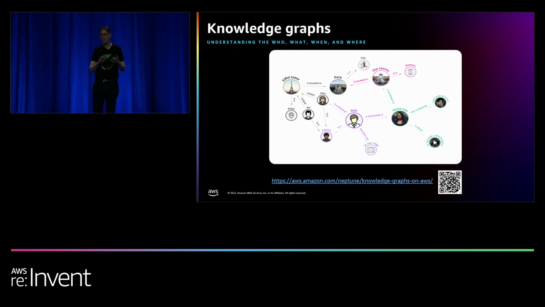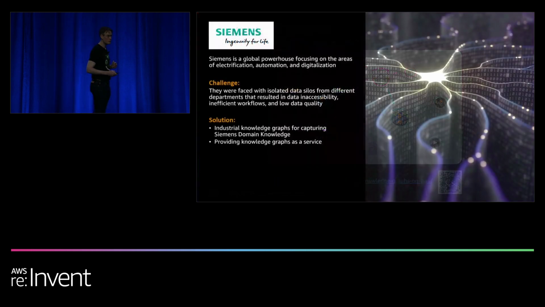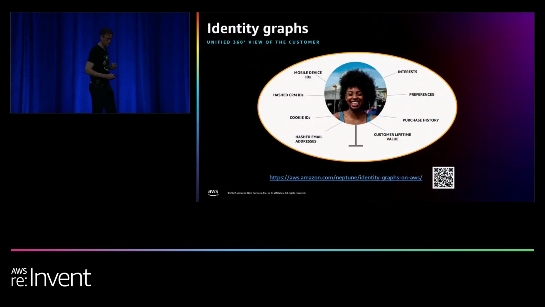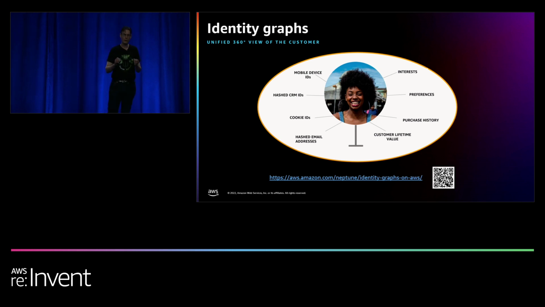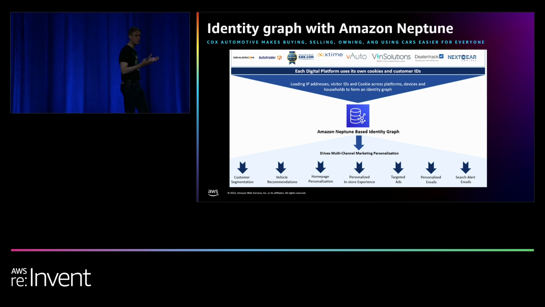Knowledge graphs use relationships between data for information retrieval. Customers like Siemens are using knowledge graphs to build IoT and digital twin platforms. Identity graphs use relationships to relate devices or users or customers or employees to allow you to understand all the touch points that you have so you can track them across journeys, you can understand how to improve customer experiences. And customers like Cox Automotive have built identity graphs to help them improve the customer journey across the digital platforms that they operate.